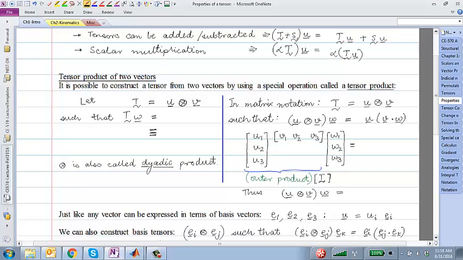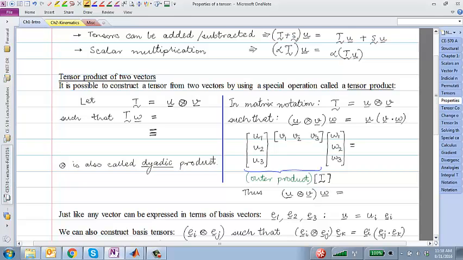The best way to understand any tensor is to understand how it operates upon a set of vectors U to give me another set of vectors V. Okay, that's the only thing that defines a tensor. The two sets of vectors U and V. That's what defines a tensor.